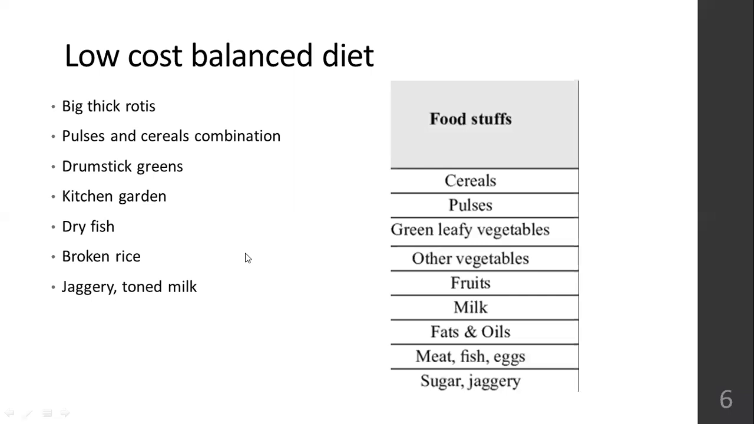Yeah, broken red matta rice is also good because it is rich in fiber as well. The matta rice, it is rich in fiber. It has that fiber. It is not dehusked.